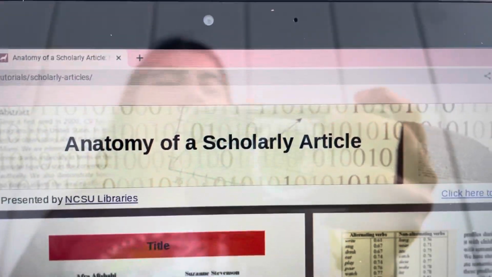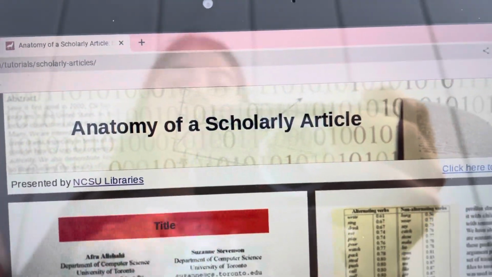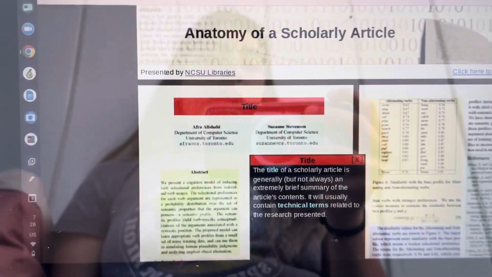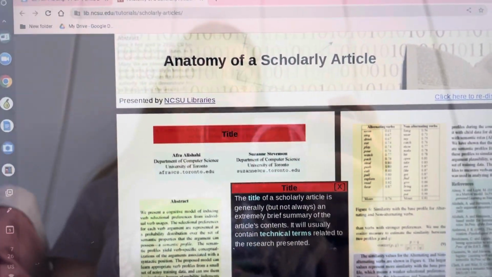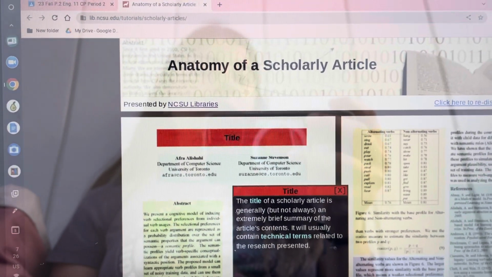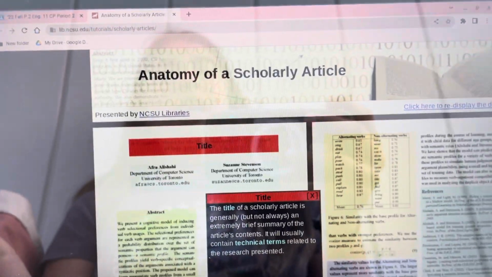Hi guys, today we're going to be going over the anatomy of a scholarly article. First, we're going to go over the title. The title of a scholarly article is generally, but not always, an extremely brief summary of the article's contents. It will usually contain technical terms related to the research presented.